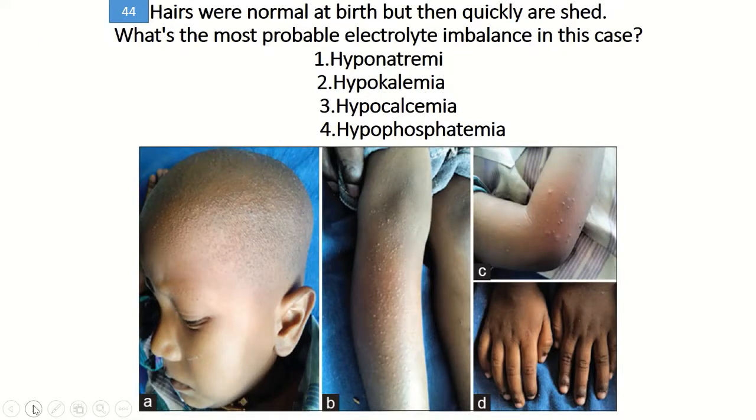Question 44. Hairs were normal at birth, but then quickly are shed. What's the most probable electrolyte imbalance in this case? Atrichia with papules is mostly associated with vitamin D resistant rickets. So it's expected in tests to have increased level of vitamin D and hypocalcemia. So the correct answer is 3, hypocalcemia. So, atrichia with papules may be associated with hypocalcemia and increased level of vitamin D.